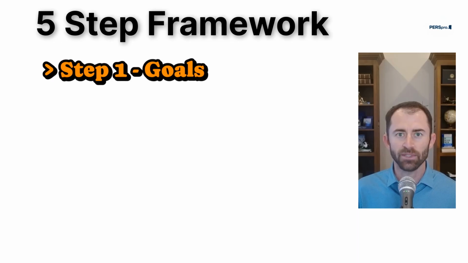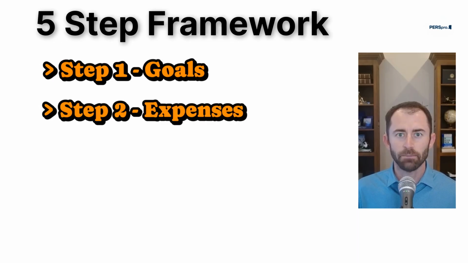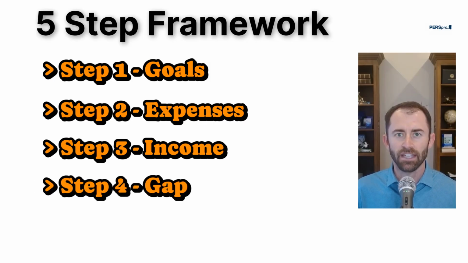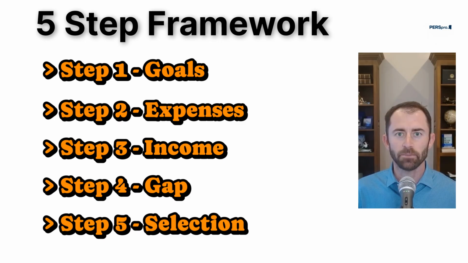Step 1, prioritize your retirement goals. Step 2, map the expenses needed each year to meet those goals. Step 3, map the income available each year to cover those expenses. Step 4, calculate the gap between expenses needed and income available each year. And finally, step 5, select the PERS option that fills in the gaps. Now, let's walk through each of these 5 steps in more detail.